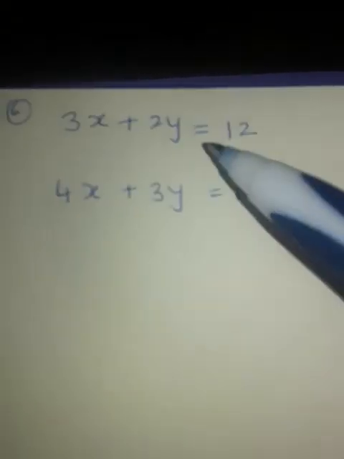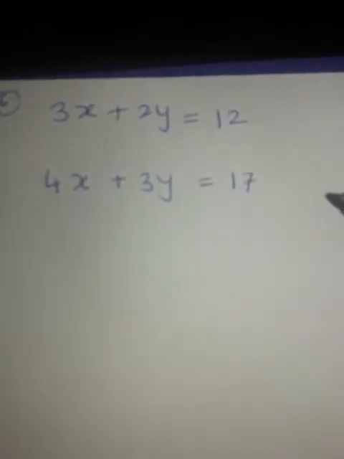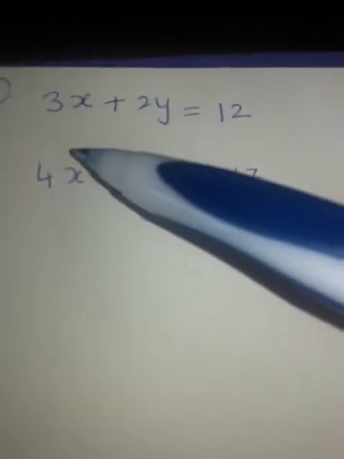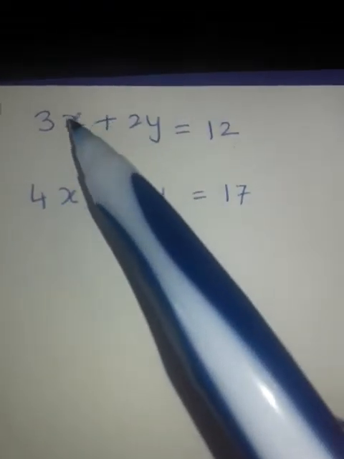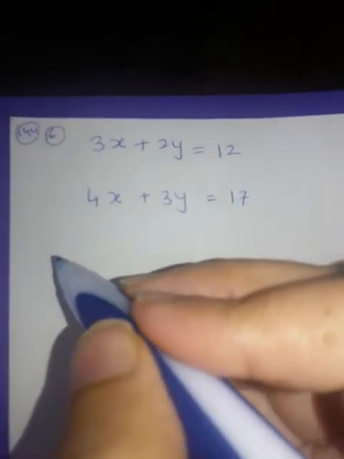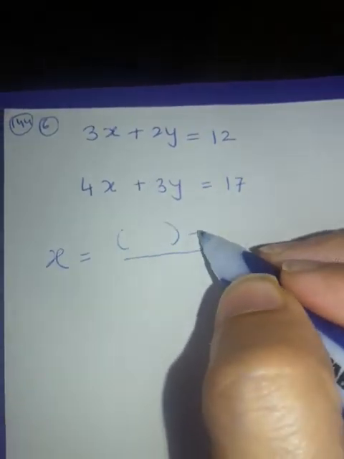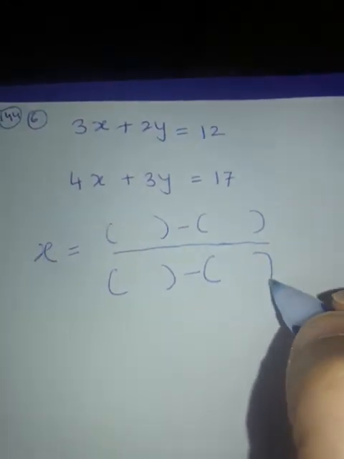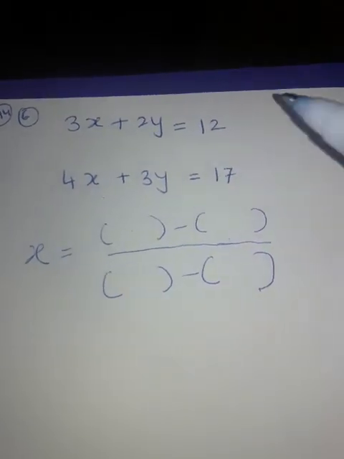These two equations are given to you. 3x plus 2y is equal to 12. 4x plus 3y is equal to 17. For the shortcut, what you need is just write x below x and y below y. That is your first step. So here it is ready-made only. So what we are going to do, to find the value of x, first make this drawing. Bracket minus bracket upon bracket minus bracket. First make this drawing, and which values to put here, see how easy it is.